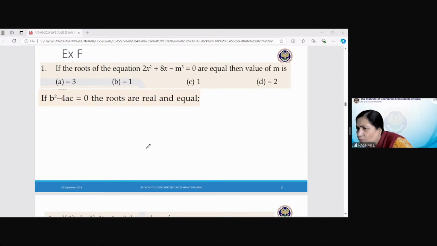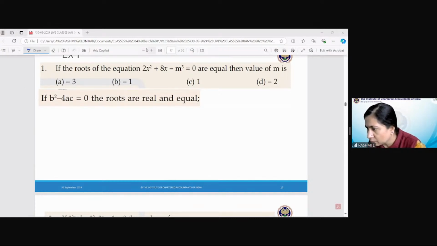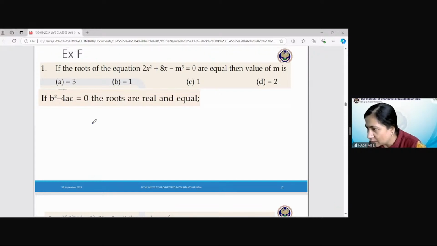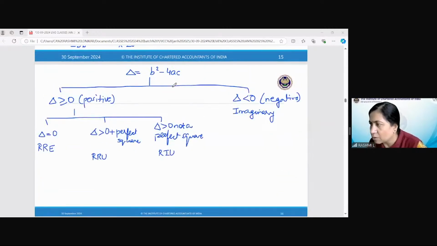Now let us go forward with the exercise. Crystal clear. Abhishek is saying crystal clear. Thank you, Abhishek. Previous slide, Shreya? Yes. Okay. Anything you miss, you can always go back. That's the best thing that the ICAI has done. It has given you free lectures which you can access anytime. Okay.